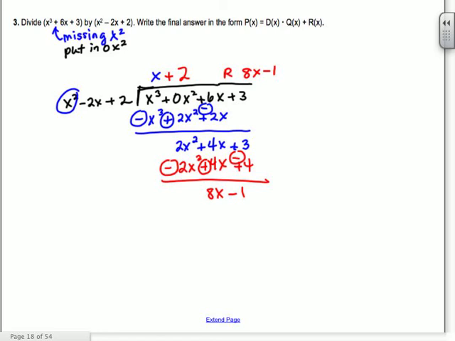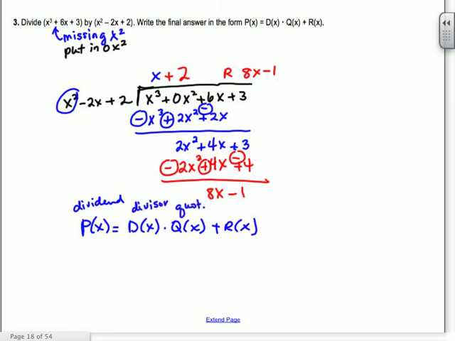Okay, so write the final answer in p of x equals d of x times q of x plus r of x. Okay, so this is the dividend, divisor, quotient, and then you just tack on the remainder at the end.